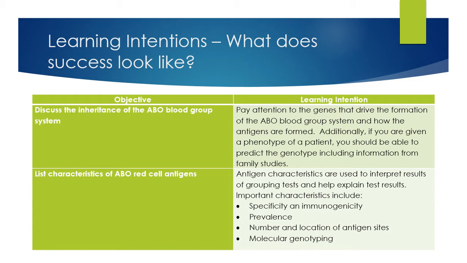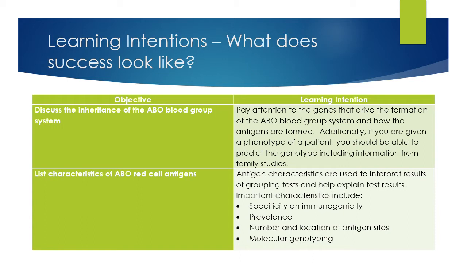So on this slide, I have paired an objective with a learning intention. Keeping in mind the backwards design, I start with the end in mind. So what do I want students to be able to do within the module where we discuss ABO blood groups? I want them to pay attention to the genes that drive the formation of the ABO blood group system, and how the antigens are formed. Then if I give them a phenotype of a patient, I want them to be able to predict the genotype, including information from family studies. And so an objective that would correspond to that learning intention is discuss. I want them to be able to discuss the inheritance of the ABO blood group system.